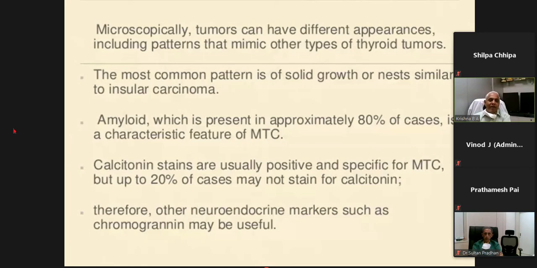The most common pattern is a solid growth or nest, similar to insular carcinoma. Amyloid, which is present in approximately 80% of the cases, is a characteristic feature of MTC. So calcitonin on one side and amyloid on the other side. Calcitonin stains are usually positive and specific for MTC, but up to 20% of cases may not stain for calcitonin, so look for amyloid. Therefore, other neuroendocrine markers such as chromogranin and non-specific amyloid stains should all be considered in this scenario.